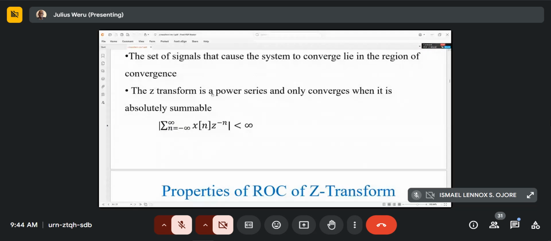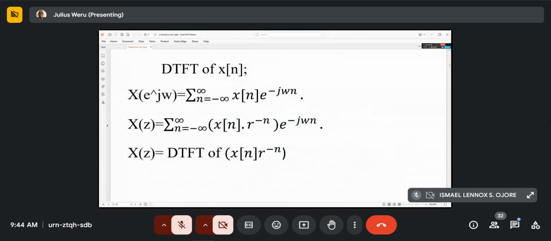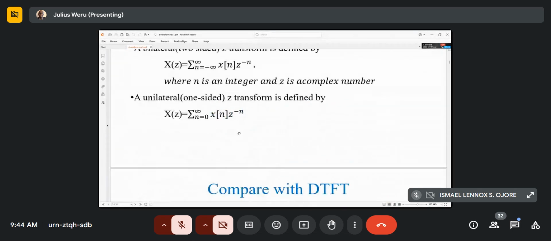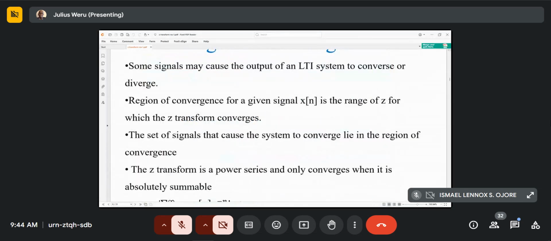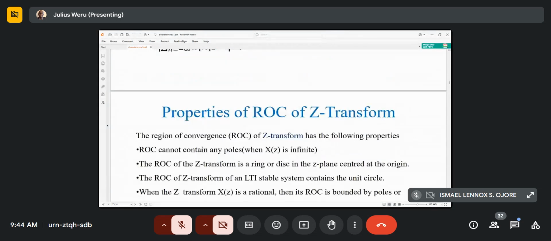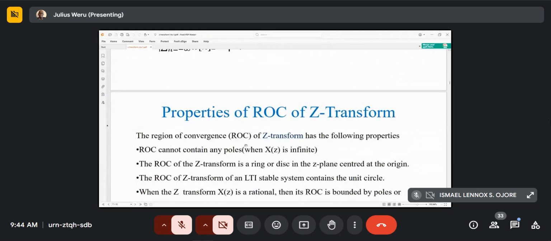Remember, the Z transform is a power series, z to the minus n. It's basically a power series, and it can either diverge or converge. So the properties of the ROC, the region of convergence of the Z transform, are the properties which give us very important information.